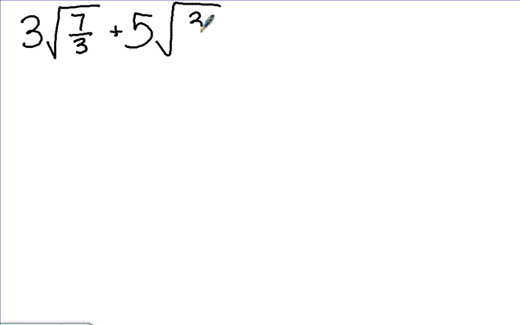This next example, I'm going to go ahead and put up, I want you to work this one on your own, and we will come back and check it in class. It's 3 square roots of 7/3 plus 5 square roots of 3/7 minus the root 84.